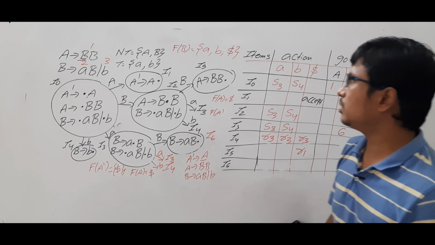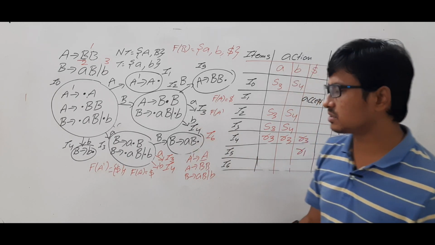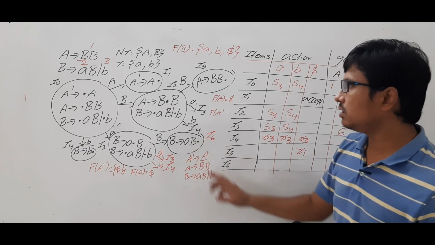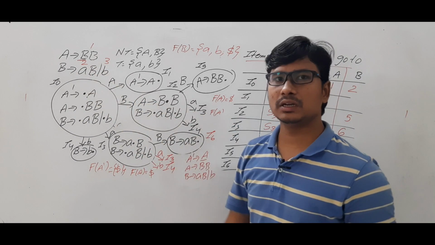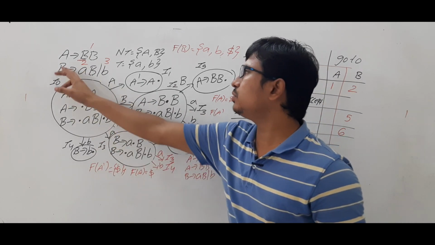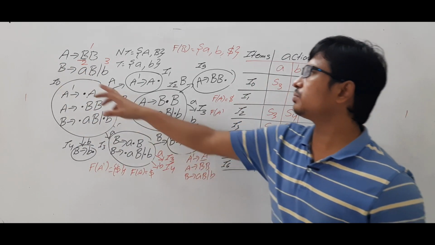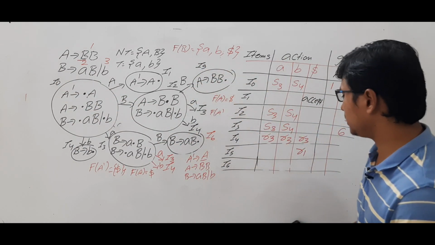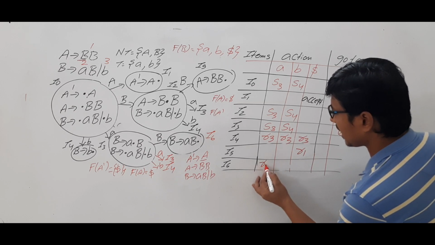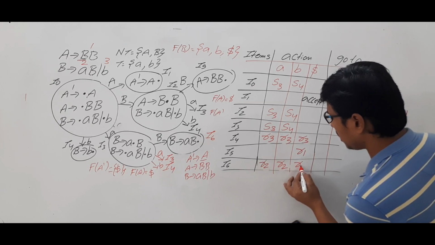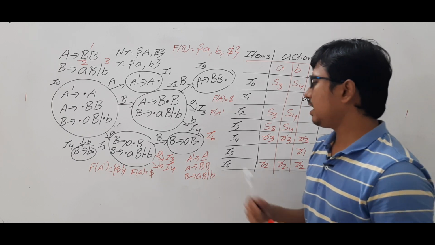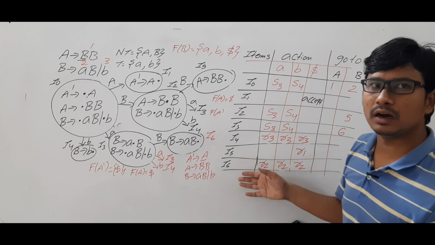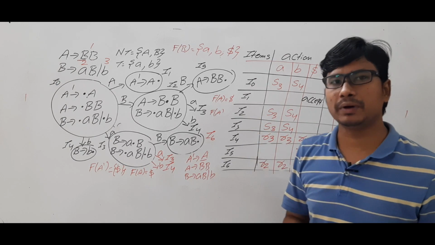Is it clear? Now similarly, if you compute I6, what is I6? It is a reduced move, B determines AB dot. What is the production number? The production number is 2. So where do you need to keep the reduced move? You need to keep it in the follow of B. What is the follow of B? A, b, dollar. So we will write here R2, R2, R2. Is it clear? I6 is finished. Then there are no other items. So we have completed constructing the SLR1 parsing table.